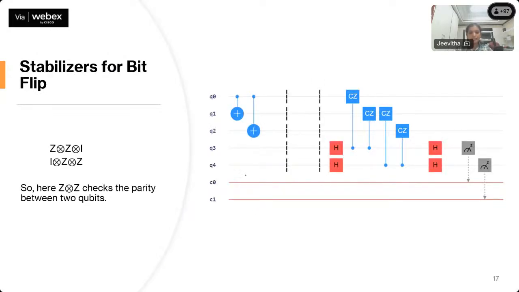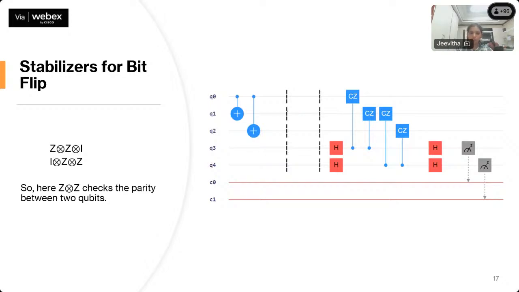Now this is the same circuit for bit flip. You can see the encoding is the same, and the only difference is the syndrome measurement, where before we had used CNOT gates. Now here we are using Z gates, CZ gates. So what we are doing is using the CZ gate to identify where the error has occurred.